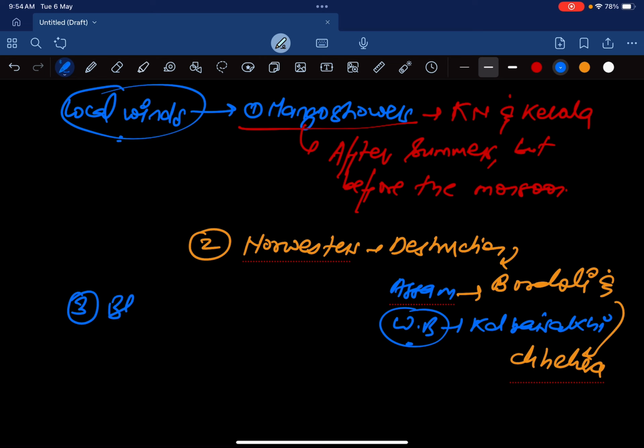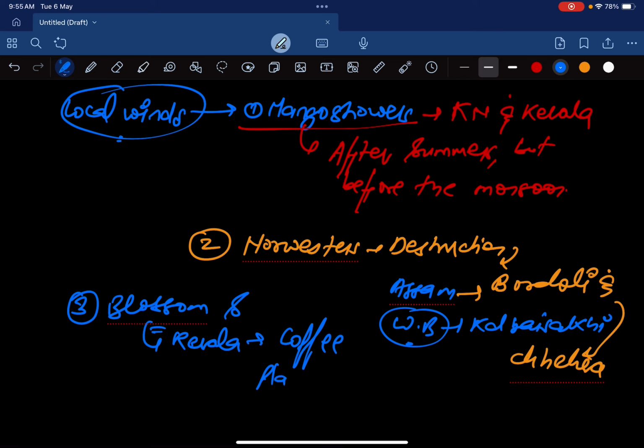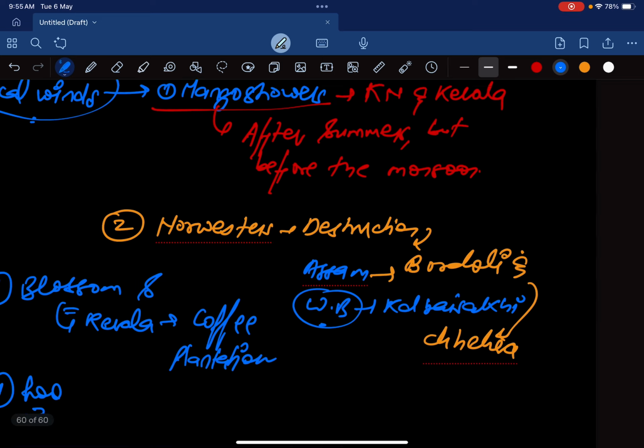Third is blossom shower, which happens in the state of Kerala, and this is good for coffee plantation. Right? And the fourth we all know is Loo, hot winds. Right? Now, this southwest monsoon has two branches.